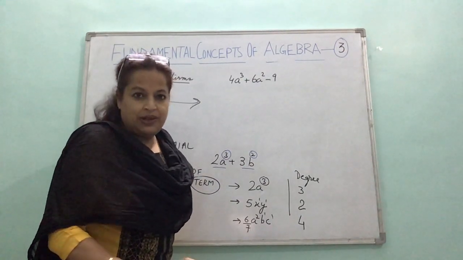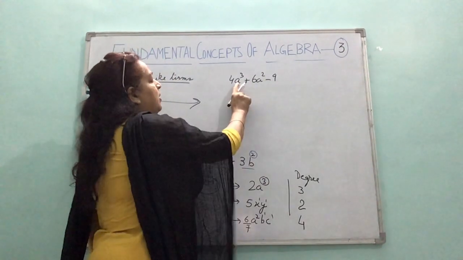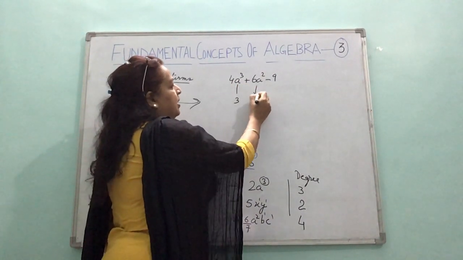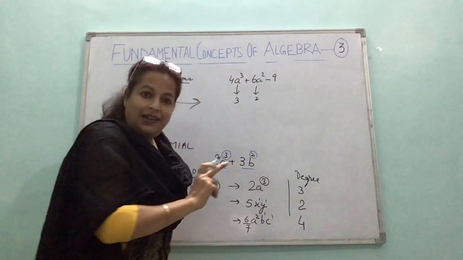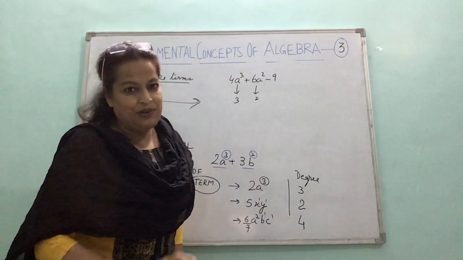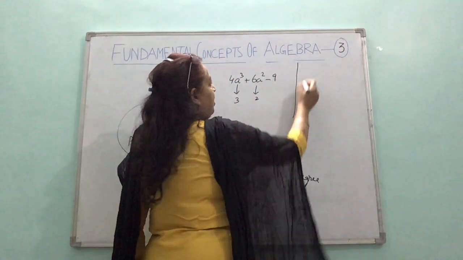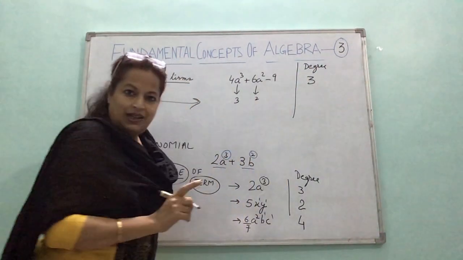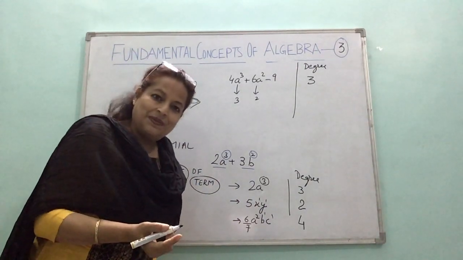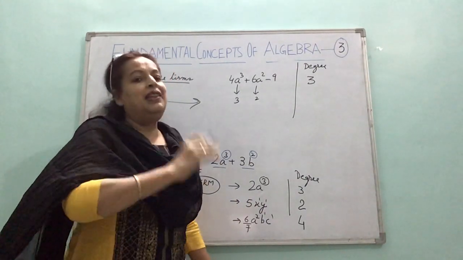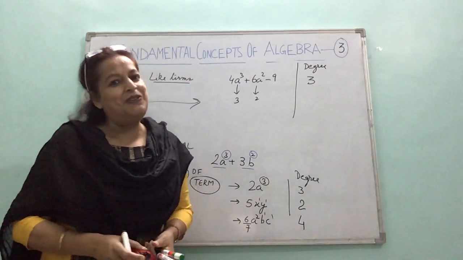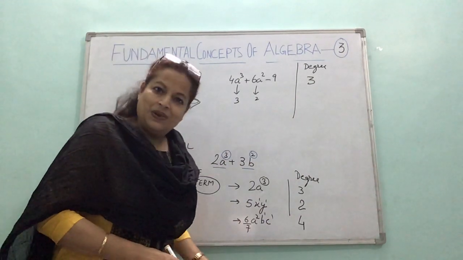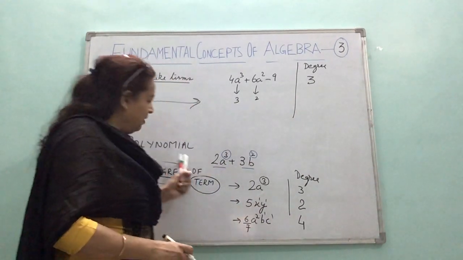It is 0, children, not 1, it is 0, right? So here, what is the highest? This is degree 3, this is degree 2, right? So the highest degree is the degree of the polynomial. So what is the degree of the polynomial here? What is the degree here, children? It is 3. Right, children? That is what you have to do. We find the degree of each term, and the one with the highest degree is the degree of the polynomial. Right? So this is how you are going to remember degree of a polynomial.